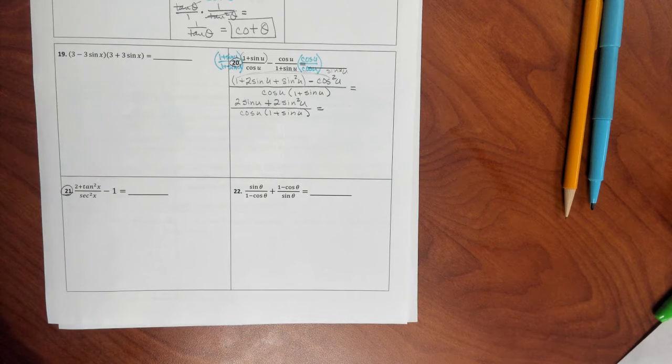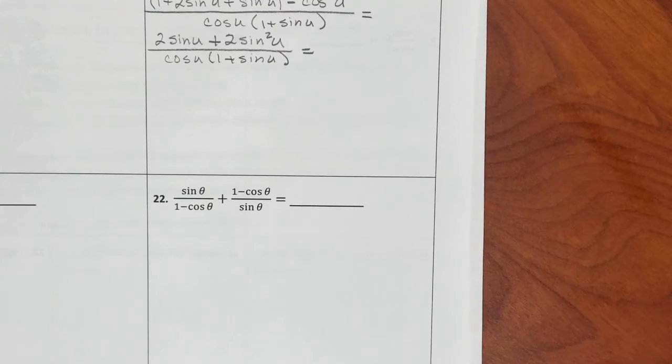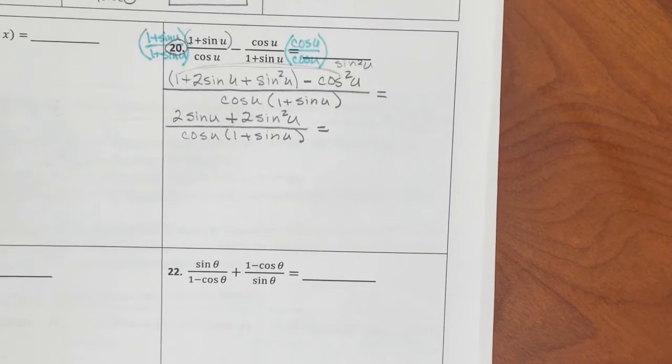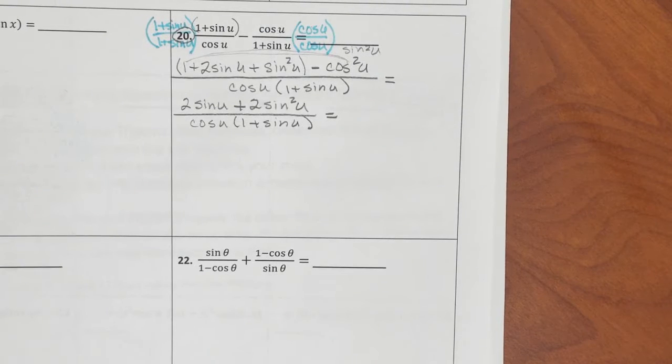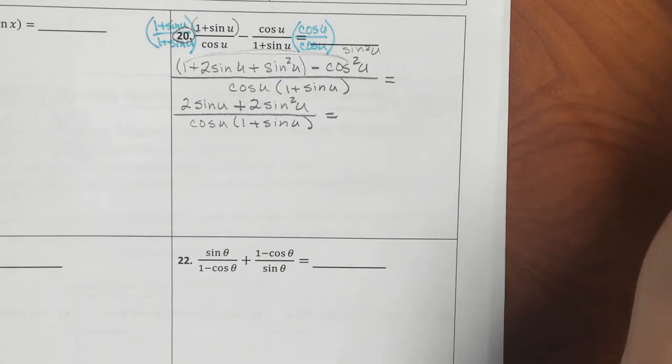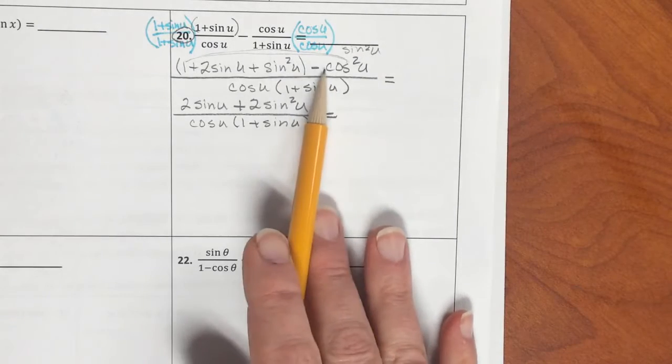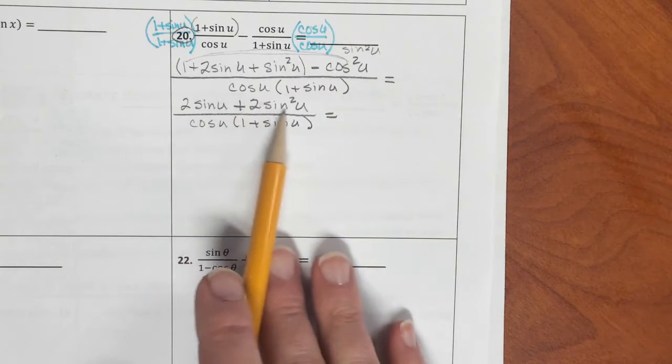Welcome back to part 2. We're going to go ahead and finish problem 20 here. And when we left the last video, we had combined like terms in the numerator, and really we can see now that we can factor again.